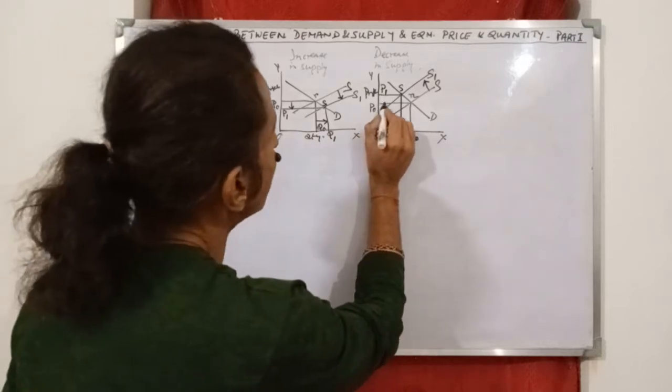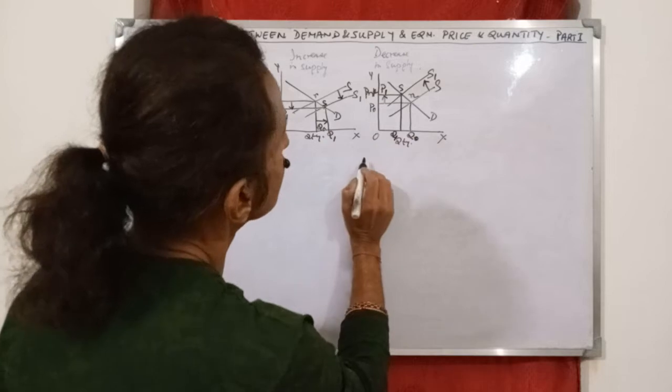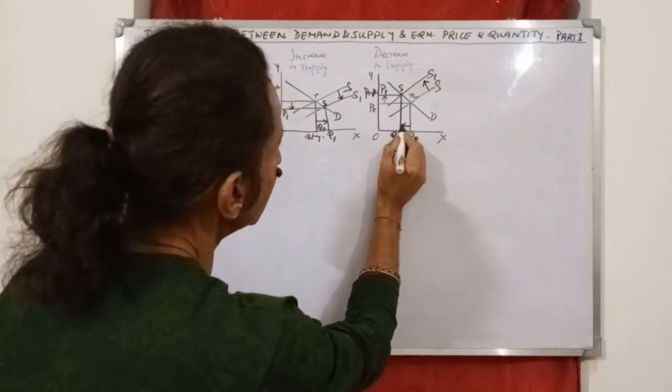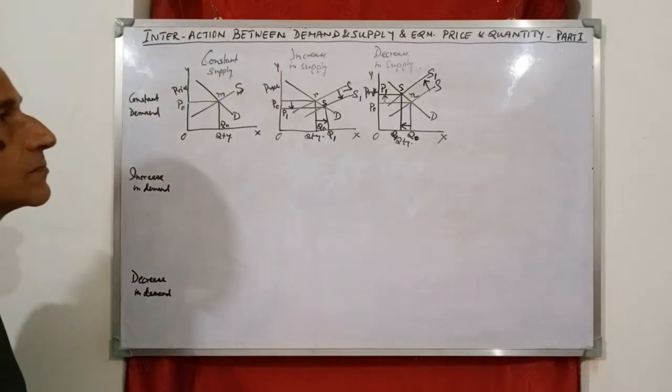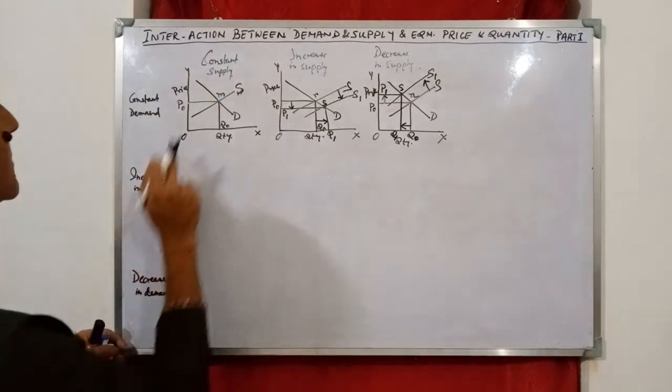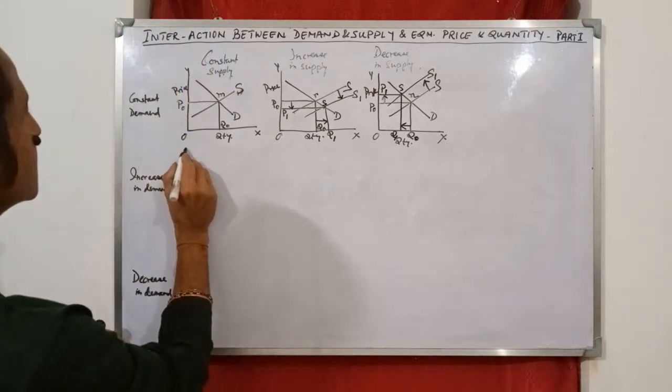That is, price is increasing and quantity is falling. Now come here, increase in demand and constant supply.